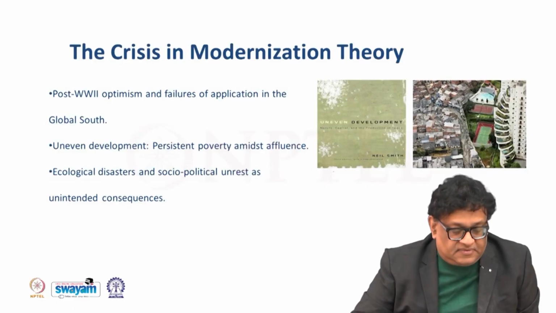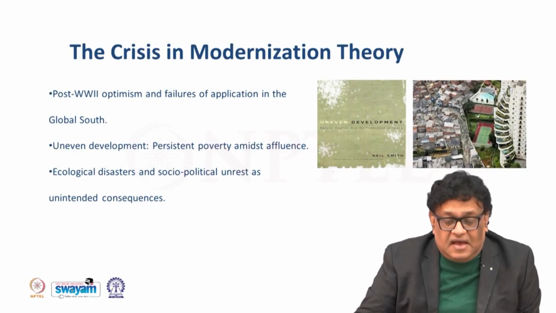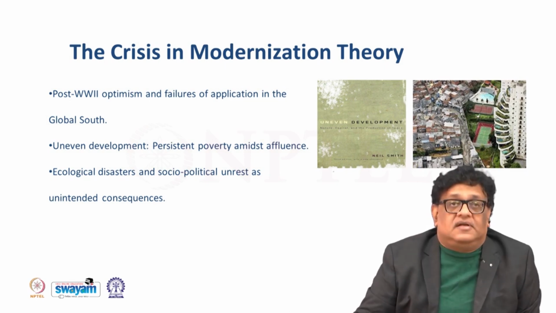The optimism surrounding modernization theory began to unravel by the mid 20th century. Post World War II development projects, often based on Western models, failed to produce the anticipated outcomes in the global south. Instead of uniform economic growth, these initiatives frequently led to uneven development where wealth concentrated in urban centers while rural areas lagged behind. Persistent poverty amidst affluence highlighted the limitations of modernization theory.